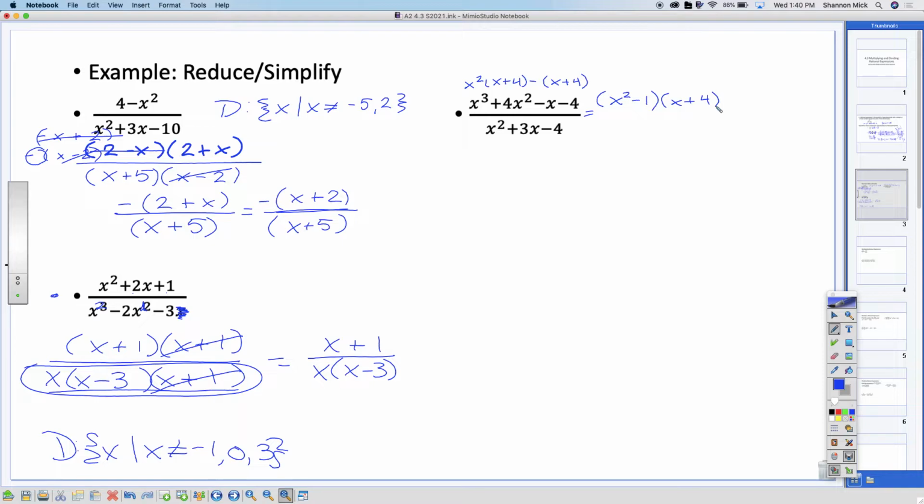Because I have a difference of squares, don't I? Yep. Now, if that was x squared plus 1, would I be done? We're not doing imaginaries, we're only doing real numbers. So would I be done? Yeah. Okay, so this can still reduce to plus or minus 1. So I have x plus 1, x minus 1, and x plus 4 for the numerator. And my denominator factors into x plus 4 and x minus 1.